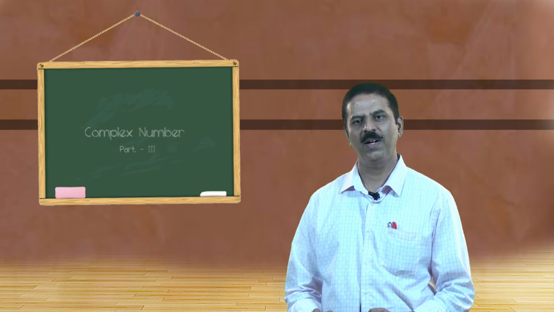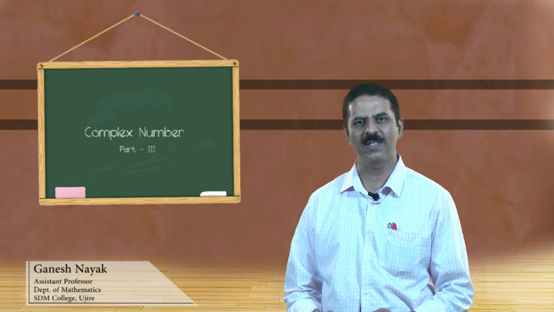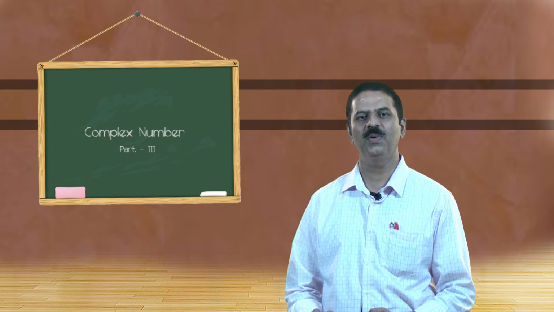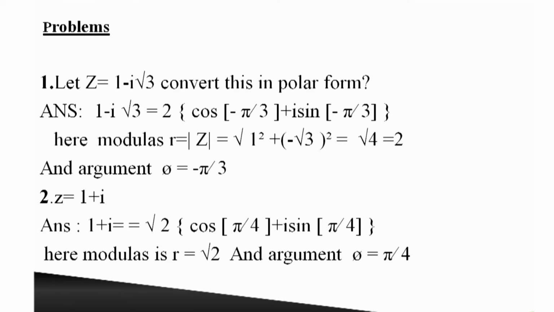Friends, welcome. We will continue the example for the polar form. Take z is equal to 1 plus i. We can write it as square root of 2 into cos pi by 4 plus i sin pi by 4, where r is equal to square root of 2, that is equal to root of 1 square plus 1 square, it is equal to root 2. Similarly, argument is equal to pi by 4.